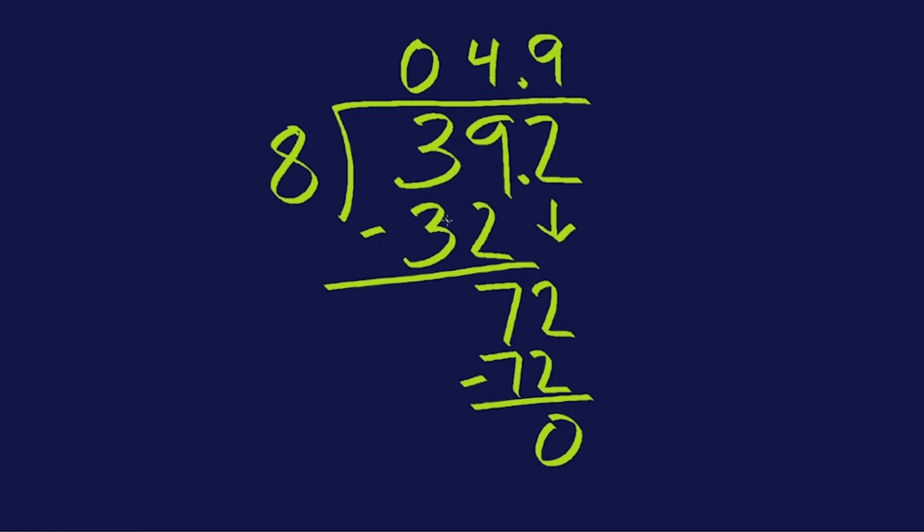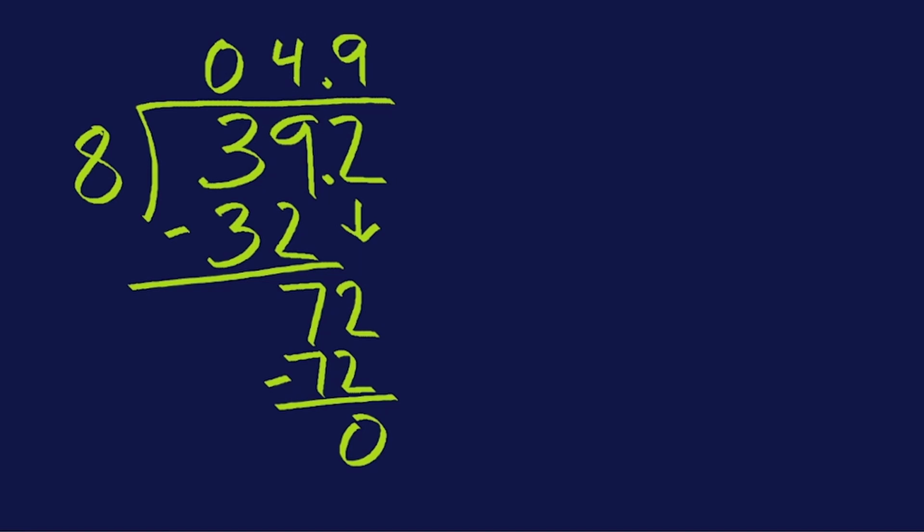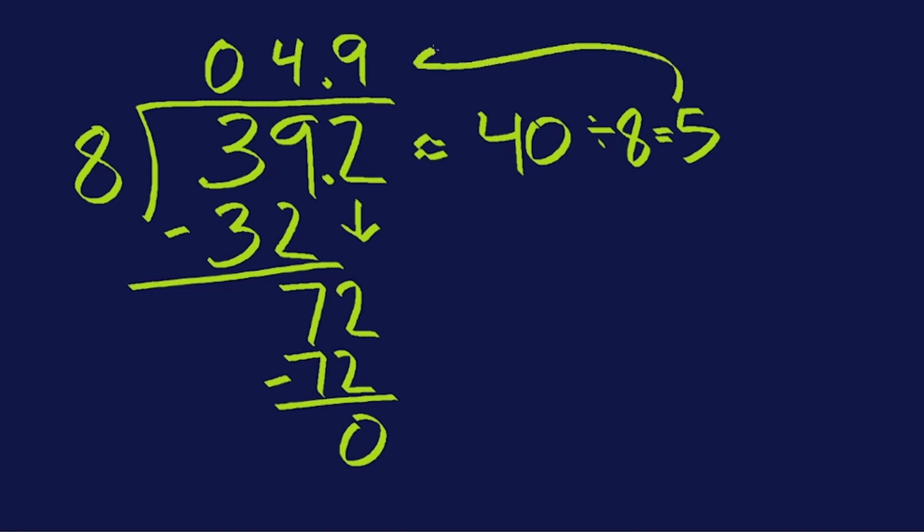Awesome, we did it. And with adding decimals, subtracting decimals, and multiplying decimals, estimating is our friend to help us find if we put the decimal in the right spot. So let's take a look at this as a rounded number. 39.2, 39 and 2 tenths. It's close to 40. So what's 40 divided by 8? 40 divided by 8 is 5. Let's compare our answer. Is 4 and 9 tenths, 4.9, close to 5? It's very, very close to 5. So I think we put our decimal in the right spot.